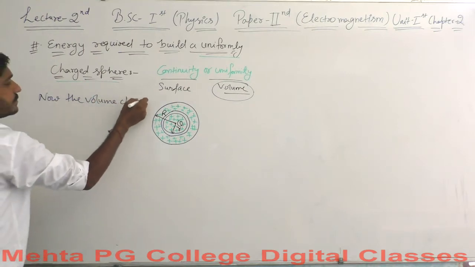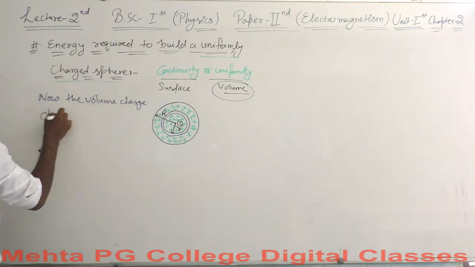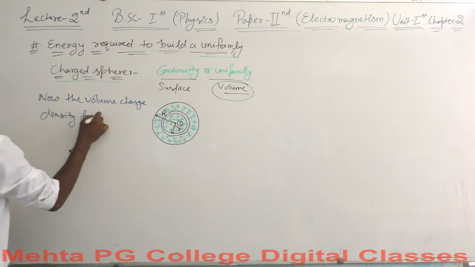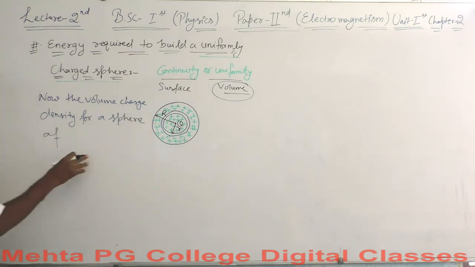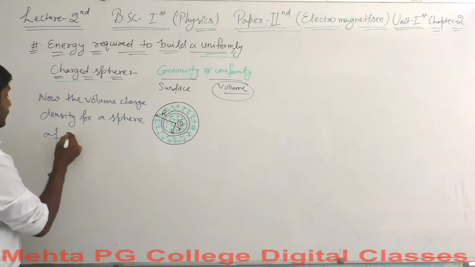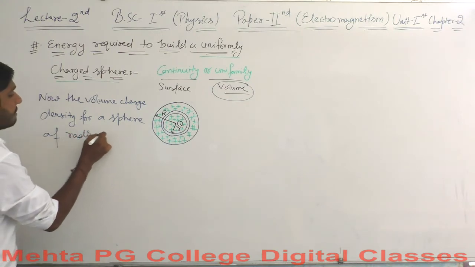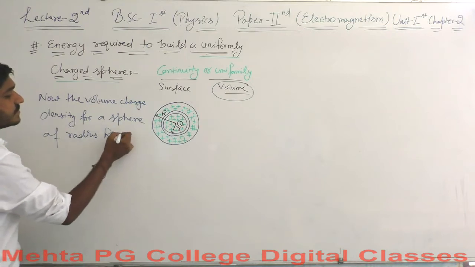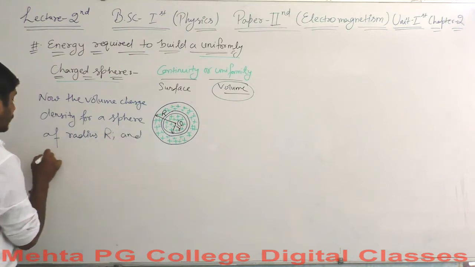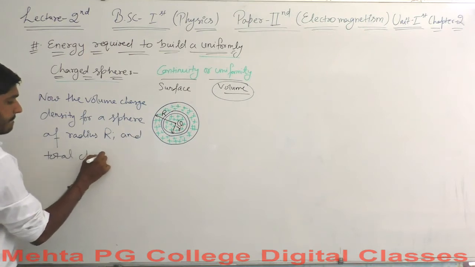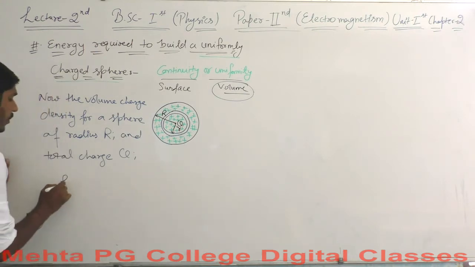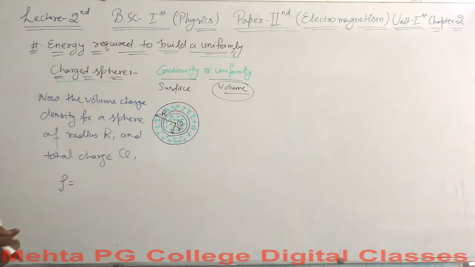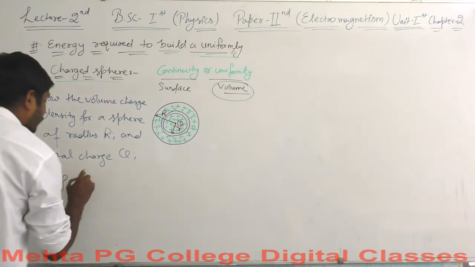Now, the volume charge density for a sphere of radius capital R and total charge capital Q as well. So what should be the value of volume charge density? Let's say it is represented by rho here. So rho must be equal to Q, the charge, upon the volume.